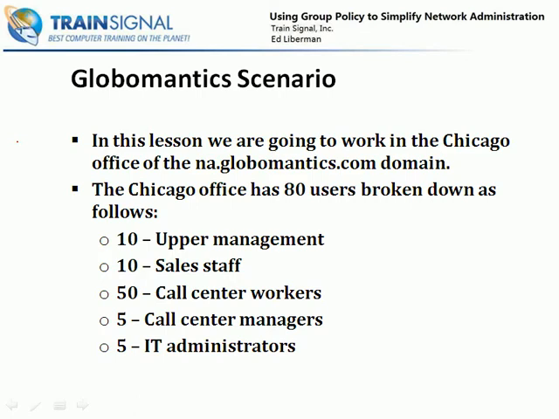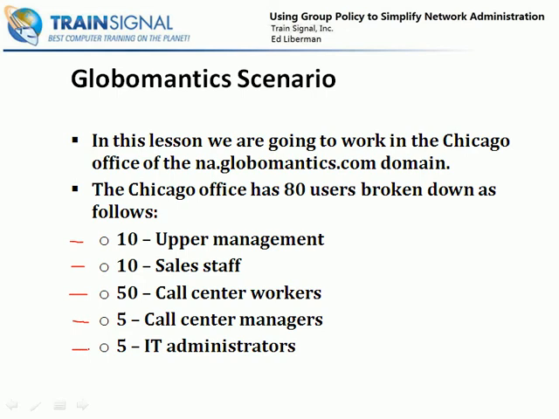Now, what do we have going on in Global Mantics? Well, for this lesson, we're going to be working in the Chicago office in the northamerica.globalmantics.com domain. Before we go into what's going on in this office, we need to first establish how the office is formatted. This office has 80 users: 10 are in upper management, we have 10 sales users, we have 50 call center workers, so we have a call center in Chicago. We have 5 call center managers, and these guys are different than the 10 upper management users. And then we also have 5 IT administrators.